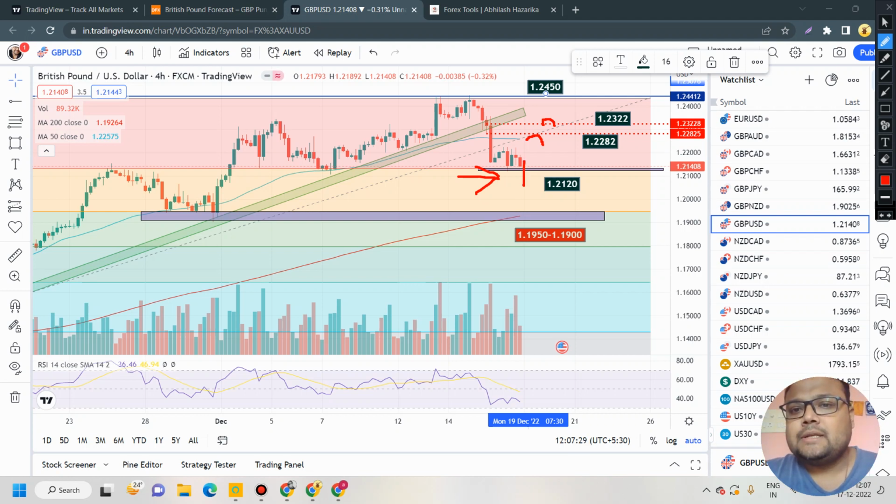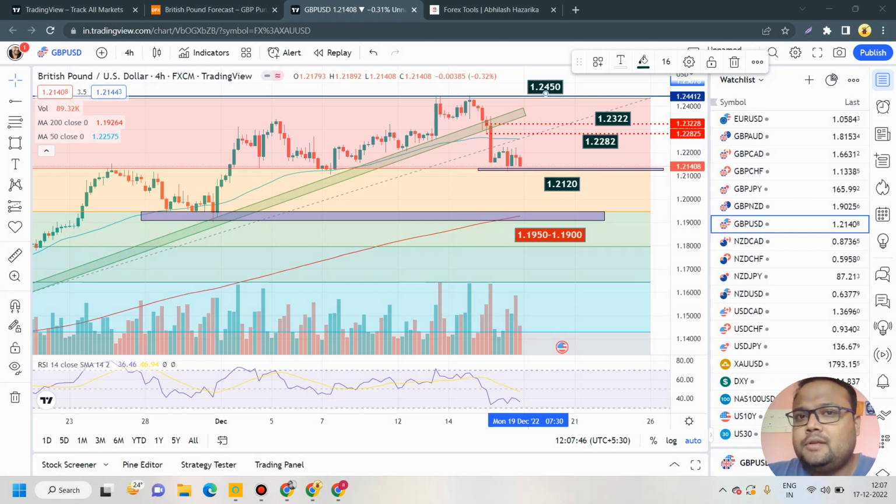And if market breaks and comes to 1.1950, 1.1900, and market takes support, then only we should consider taking a buy position. And if you want to take a buy position at the market opening, then I will not comment on that. I'm just leaving the decision to you. So overall this is the scenario on GBPUSD right now.